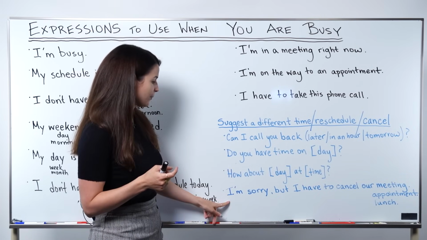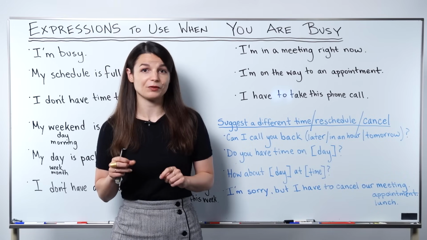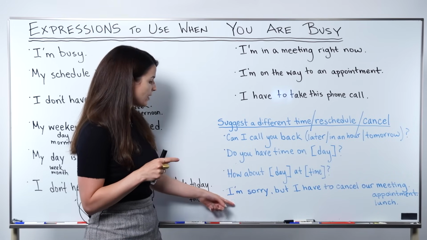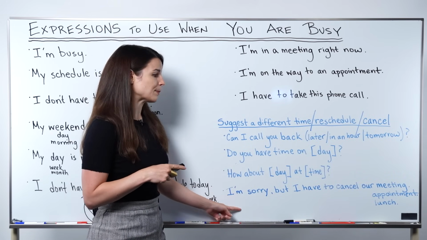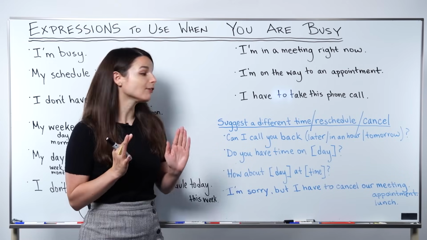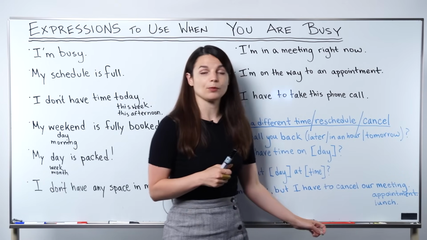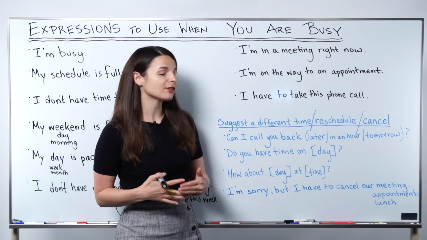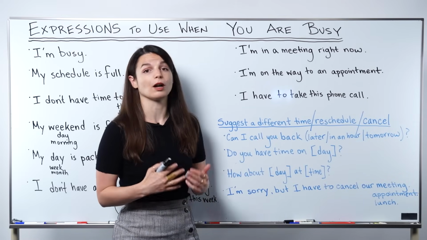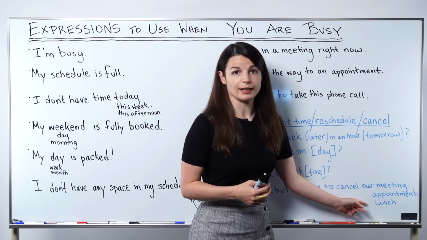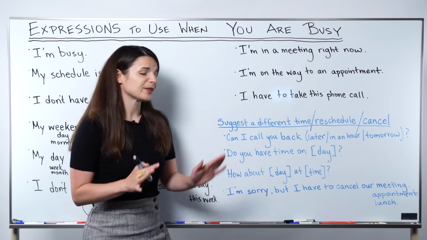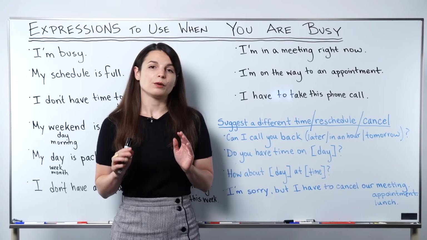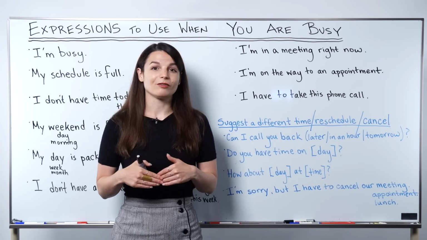Okay, finally, if you need to cancel for some reason, you can use an expression like this. I'm sorry, but I have to cancel our meeting, or I'm sorry, but I have to cancel our appointment or our lunch. Whatever your plan is, you can use it here. I'm sorry, but I have to cancel. So it's generally a good idea to provide a reason.